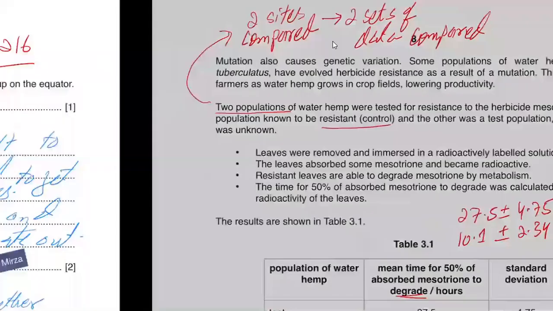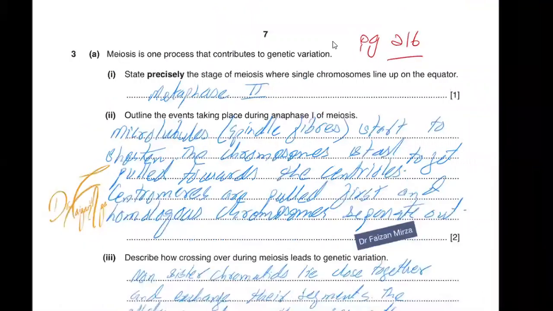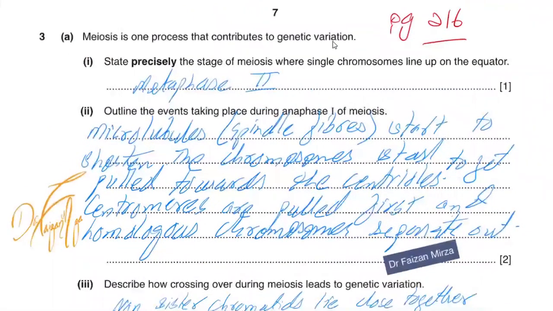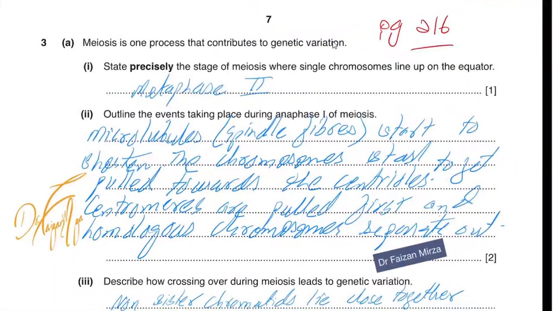In this question they dealt with meiosis and the general details of other parts of your syllabus, including genetic technology and selection and evolution, and then it came to t-test. So let's start with the question here. Initially they are asking about meiosis, one process that contributes to genetic variation: state precisely the stage of meiosis where single chromosomes line up on the equator.